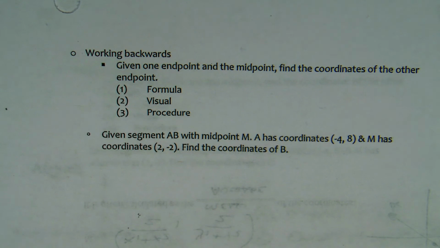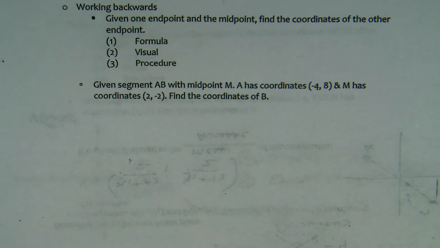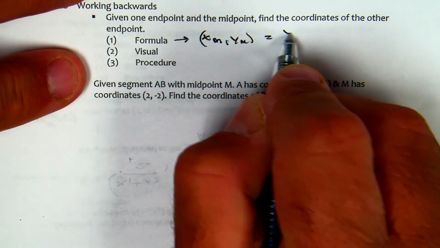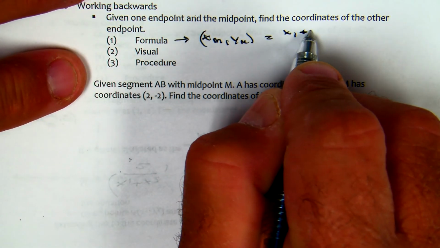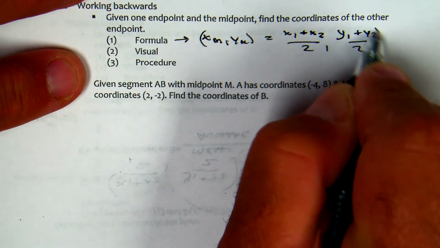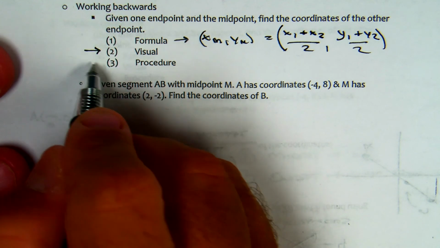Now the last thing. Working backwards, given one endpoint and the midpoint, find the coordinates of the other endpoint. There is a formula, which means (xm, ym) equals (x1 plus x2) over 2, (y1 plus y2) over 2. If you want, when you're in class, I will gladly show you that. However, I wouldn't recommend that because it gets complicated with all the subscripts. I would recommend number 2 or number 3.